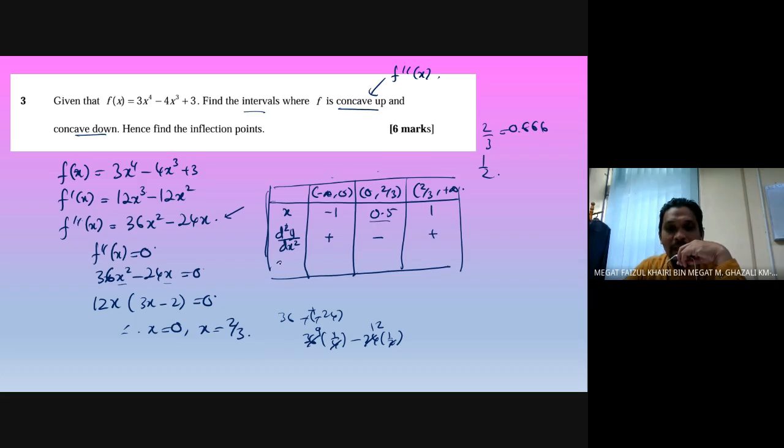So the sign, okay, the sign is concave upward, downward, and upward. So the graph might be something like this. Okay, concave upward, concave downward, and concave upward.